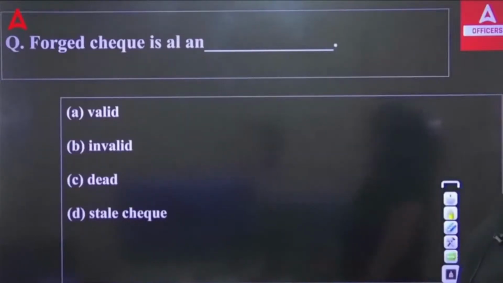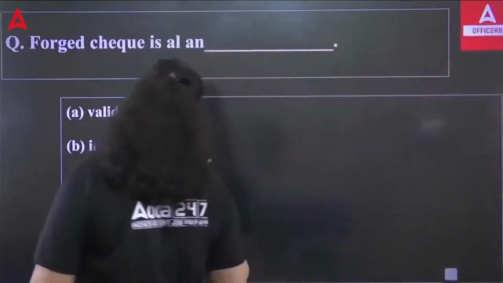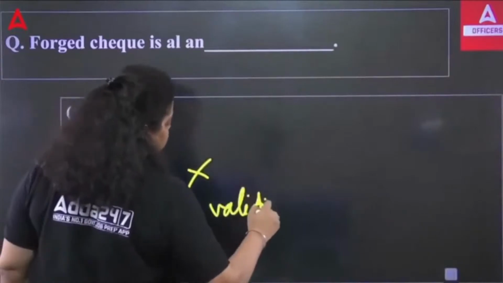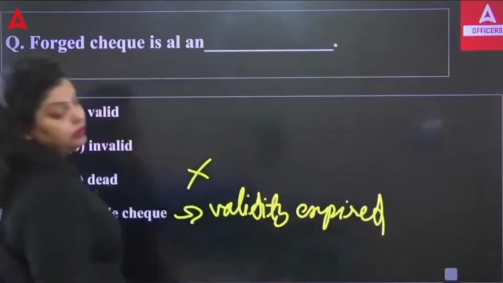So the question is asking: a forged check is always invalid, and it can't be a dead check. It can be a stale check. A stale check means when the validity of a check has expired. When the validity of a check is expired, that check is known as a stale check.